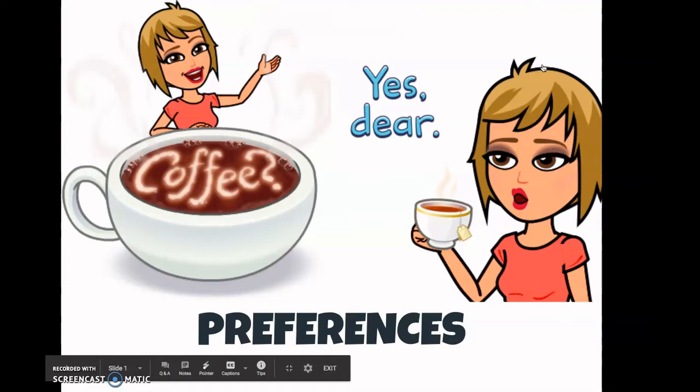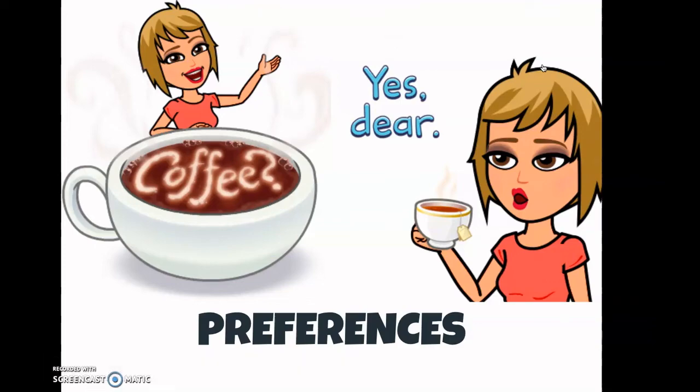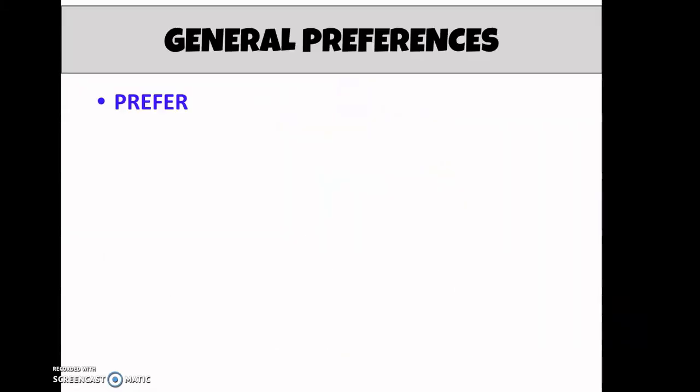Today, we're going to learn how to express preferences in English. As you can see in the picture, it's important to know what to say in English when we are offered something and we need to express our preference. Okay, first of all, let's talk about general preferences, because there is a very important difference between general and specific preferences.